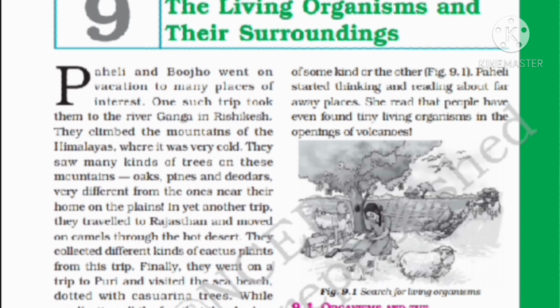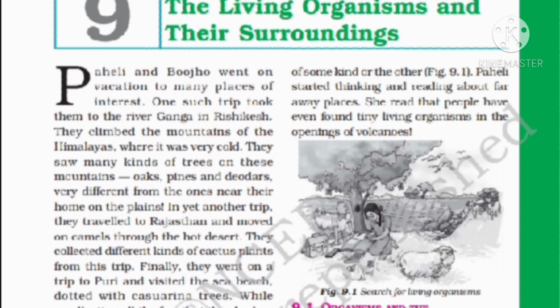Now, these are very different from the ones near their homes on the plains. The type of trees they found near their house on the plains is totally different from the mountainous region. We don't normally have any conical-shaped trees around us in the plain region. Yet in another trip, they go to a totally different place. First they went to the mountainous region, now they go to Rajasthan.